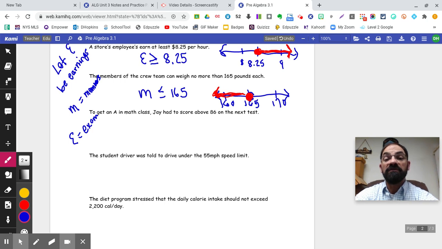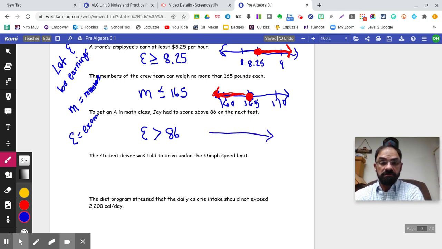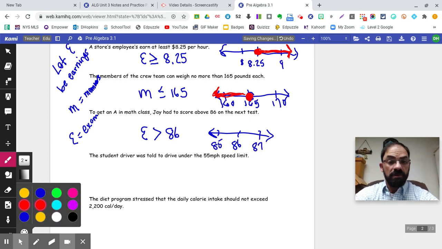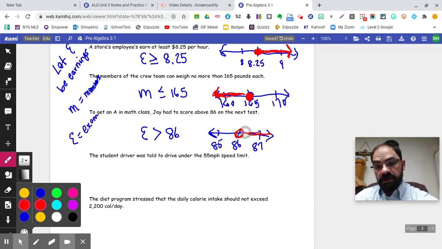So Jay had to score above 86 on the next exam. So exam had to be greater than 86. I have to be above 86, so I can't be equal to it. Let's graph this. Let's put 86 in the middle, 87 and 85. Open circle this time. And above 86 is that way.